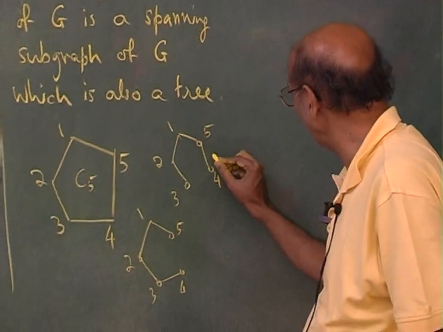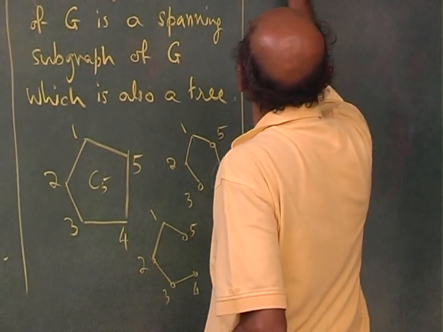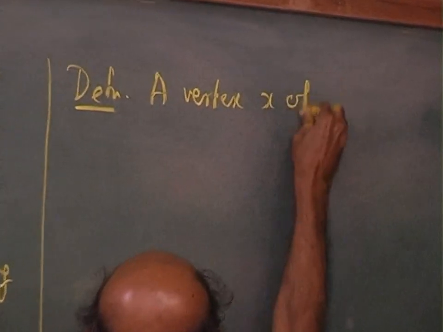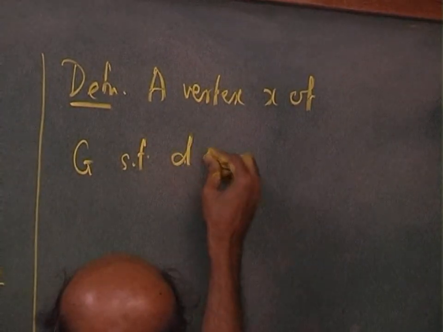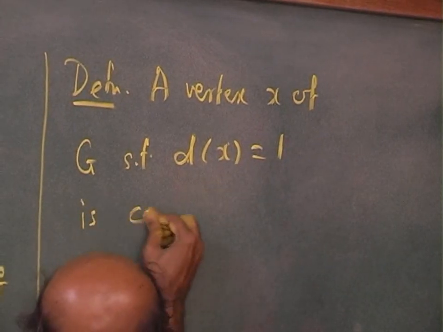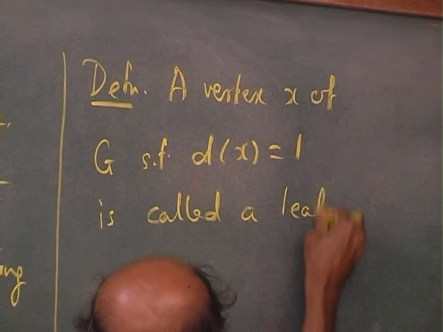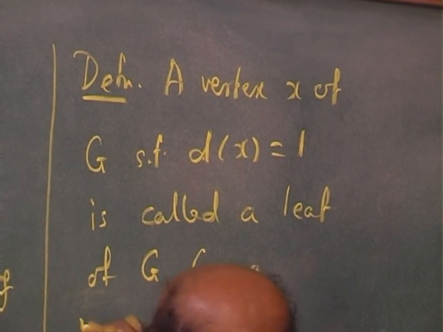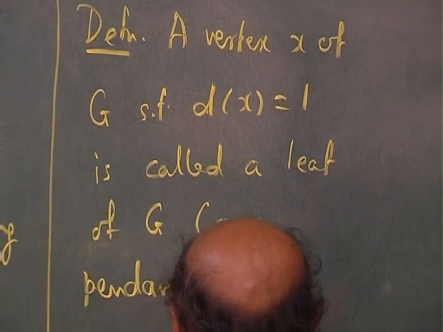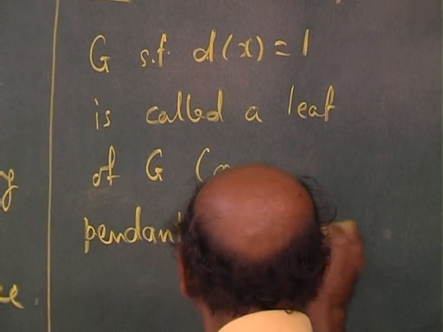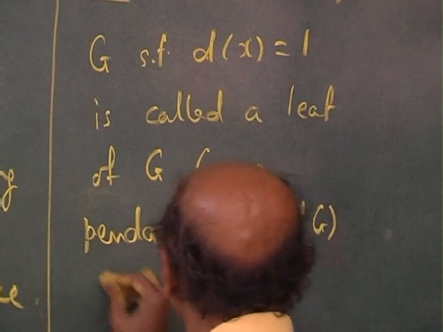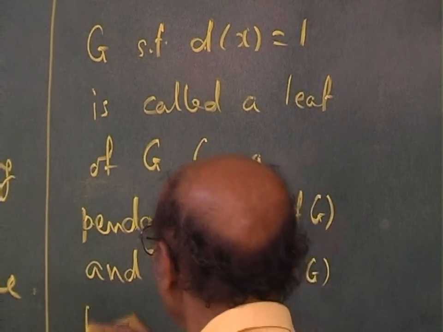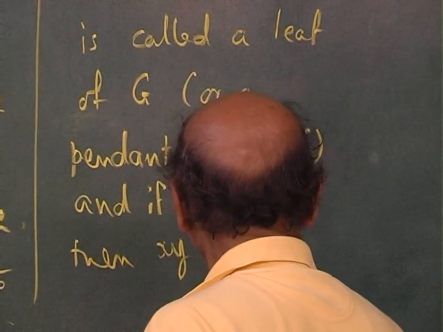Such a thing is what is called a leaf. A vertex x whose degree is 1 is called a leaf, or pendant vertex. The edge incident to it is called a pendant edge.